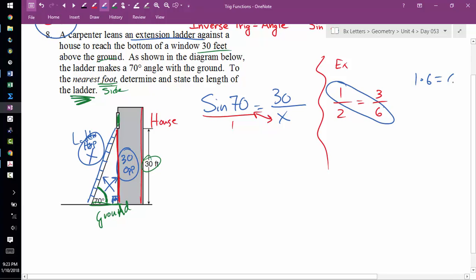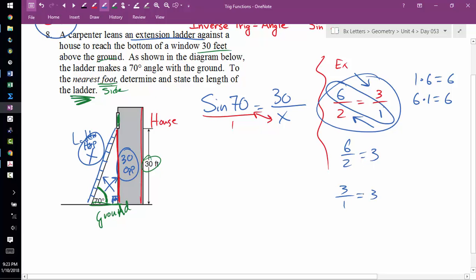1 times 6 is 6 if you're reading it that way, or we could read it the other way. 6 times 1 is still 6. And that's why when you've got a proportion, you can exchange the denominator and the numerator from opposite fractions. You can kind of just swap them, and it's still true. This statement, 6 divided by 2, well, that's 3, and 3 divided by 1, that's 3. That's still true.